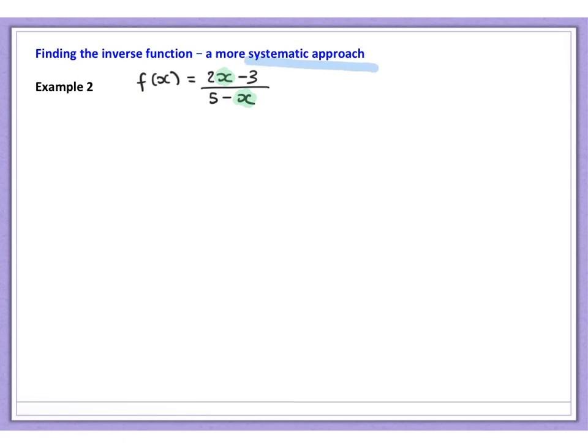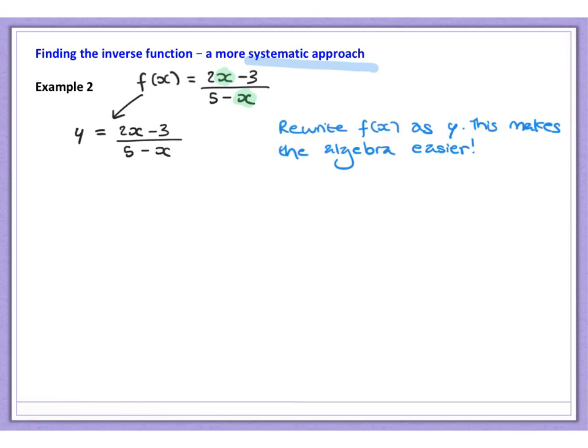So let's start with the first step, which, if you recall, is to replace f of x with y. So we rewrite this as y equals (2x minus 3) over (5 minus x). Now we're going to swap every y for an x and every x for a y. So if we look carefully, we can see that y has become x on the left-hand side. On the right-hand side, x has become y.